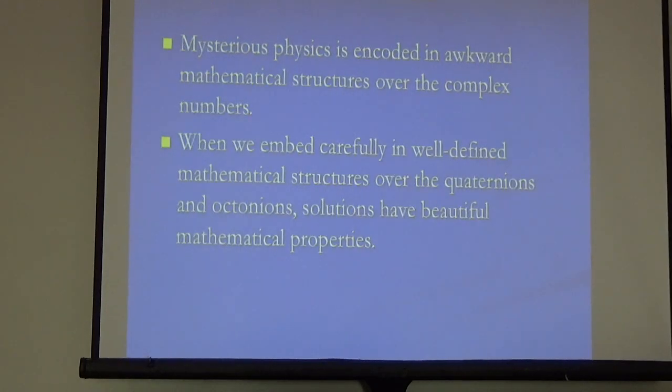My conclusion is that mysterious physics, for both physicists and mathematicians, is encoded in awkward mathematical structures over the complex numbers. But when we embed these carefully in well-defined mathematical structures over the quaternions and the octonions, then the solutions have these beautiful mathematical properties and geometric properties. And this makes Tevian and I really feel like the reality of the universe is probably much better described in these ways. Thank you.